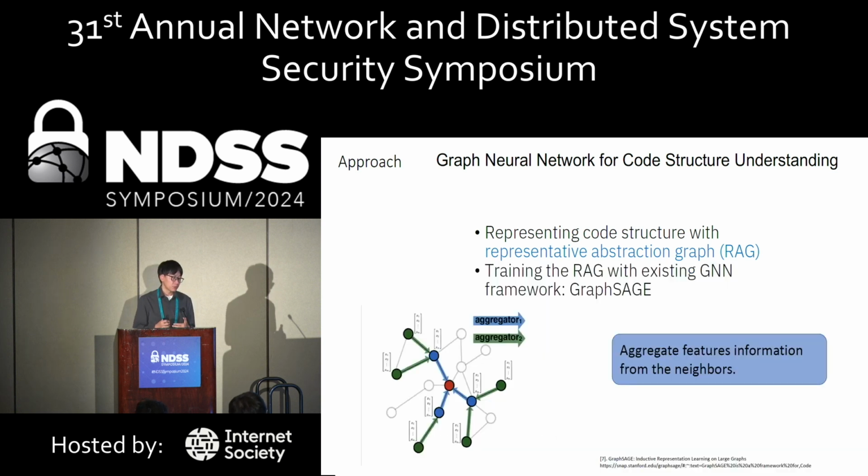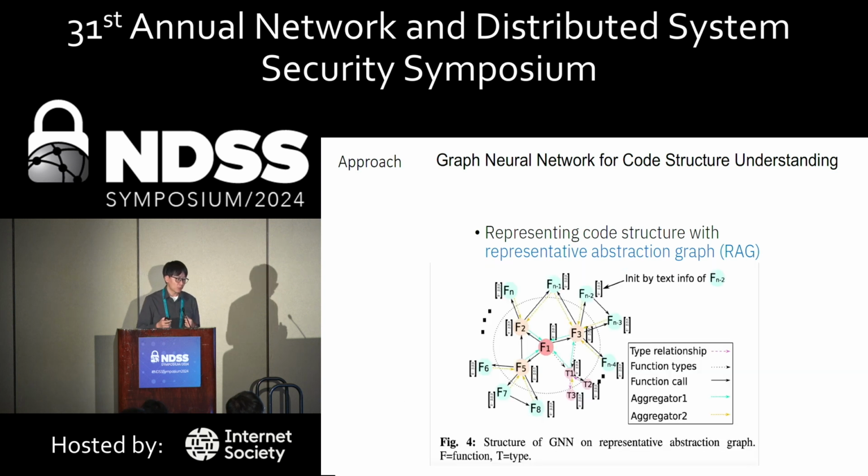Furthermore, we use an existing graph neural network, GraphSage, to train on this representative abstraction graph. The high-level idea is that we would like to aggregate the feature information from the neighbors. For example, for function 1, because it calls function 2, function 3, and function 5, and also uses type 1, we aggregate the information from function 2, function 3, and function 5 into function 1. Also, we aggregate the information from type 1 into function 1.